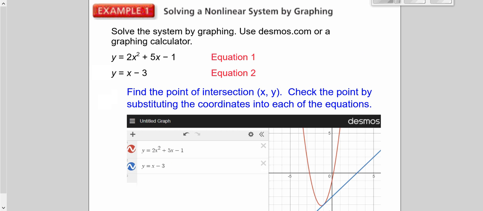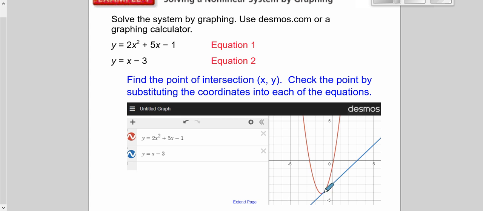Example 1. Solve the system by graphing. Use Desmos.com or a graphing calculator. Y equals 2x squared plus 5x minus 1, and y equals x minus 3. A system of equations is always more than one equation. So here we have two equations. We have to find the point of intersection. If you open the graphing calculator on Desmos and type in your two equations, you then look at your graph and find that point of intersection. So we need to know what point is that.